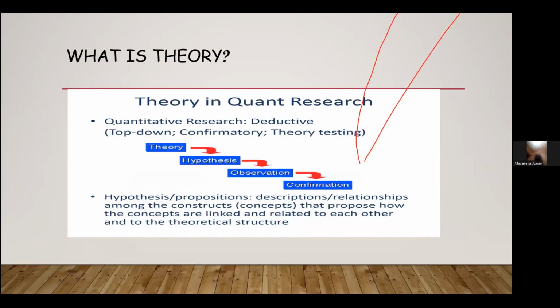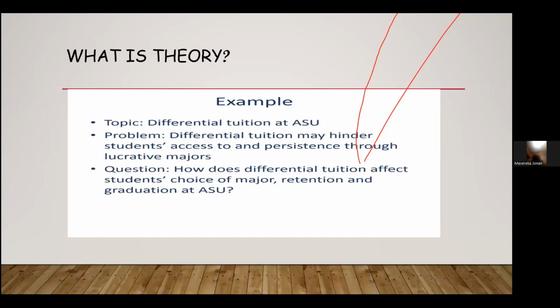As we discussed in the previous week, quantitative research and qualitative research use theory very differently. First, in quantitative research, theory is something that is tested. So based on theory, researchers will come up with hypotheses or propositions that describe how constructs are related. Let's apply this to our example study, the effect of differential tuition on students' choice of major, retention, and graduation.